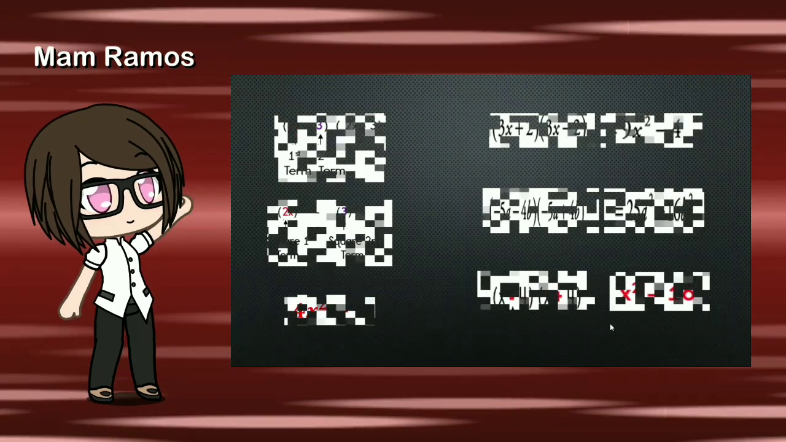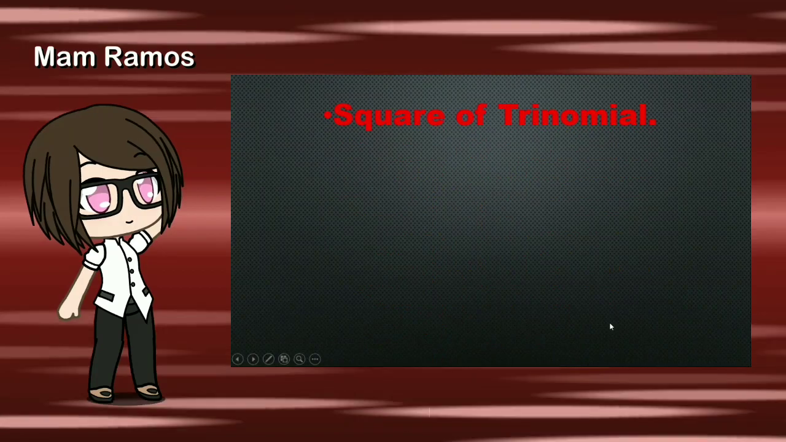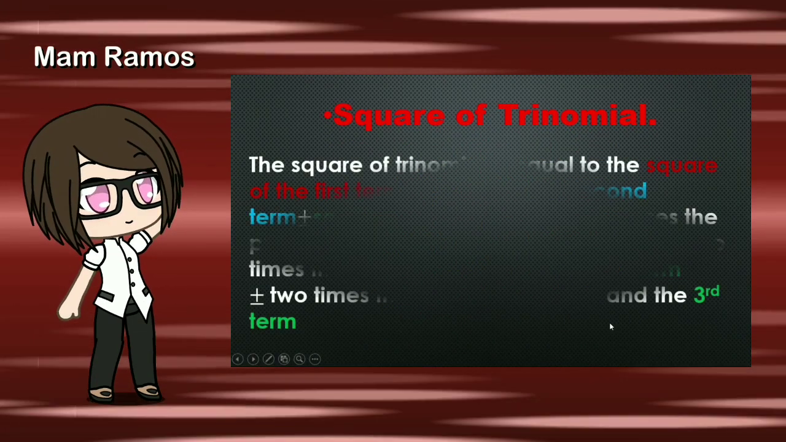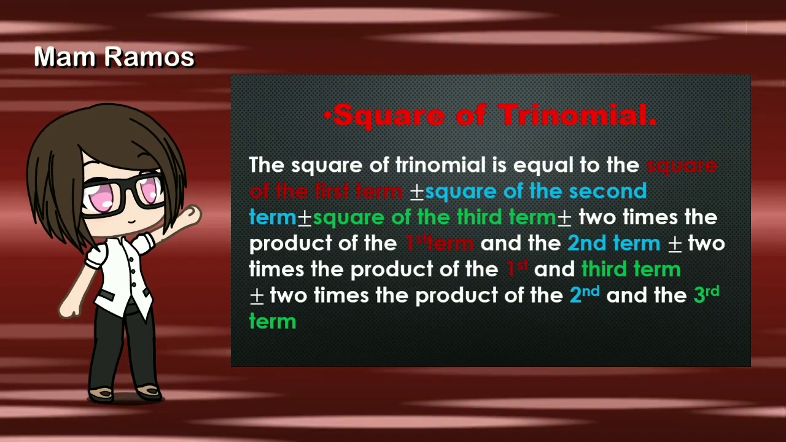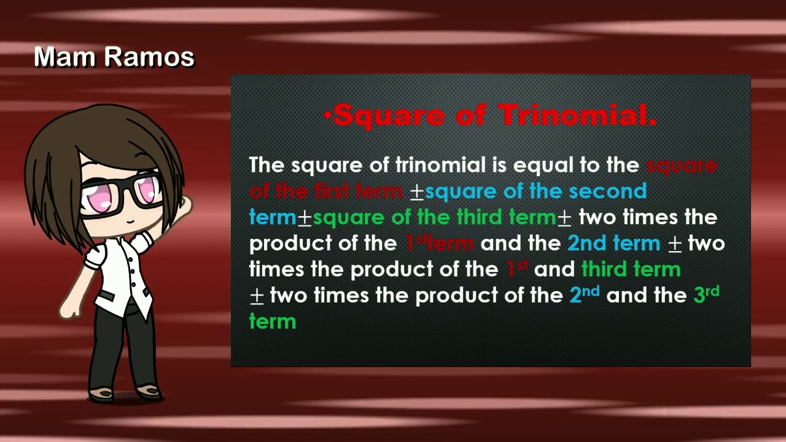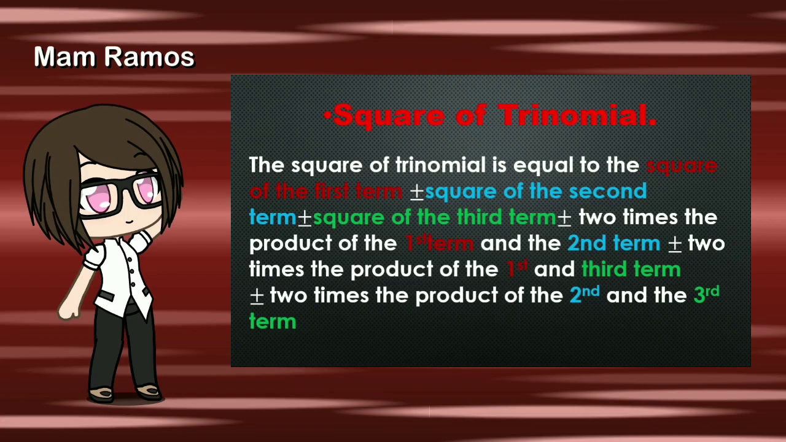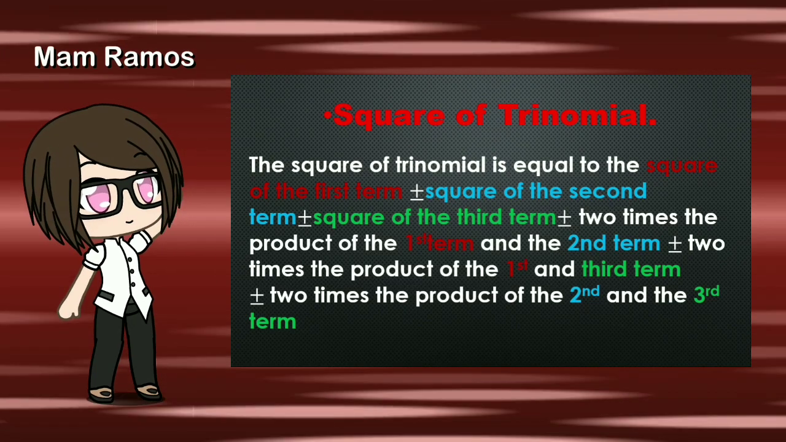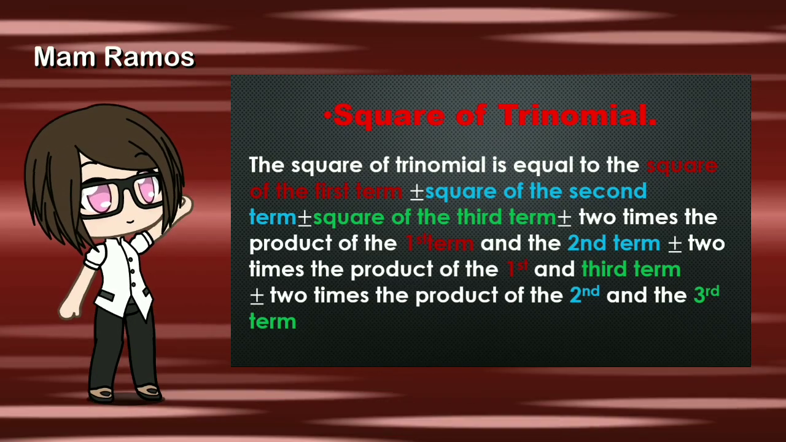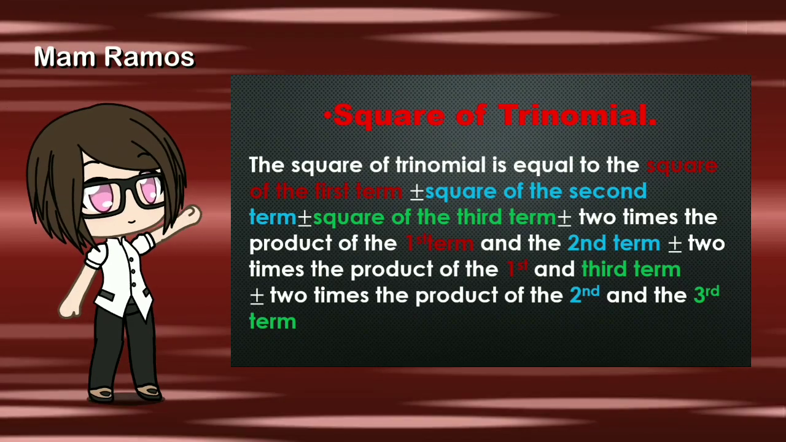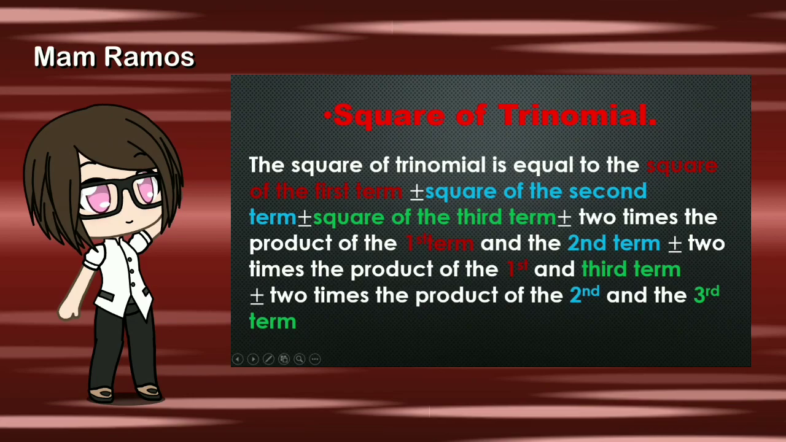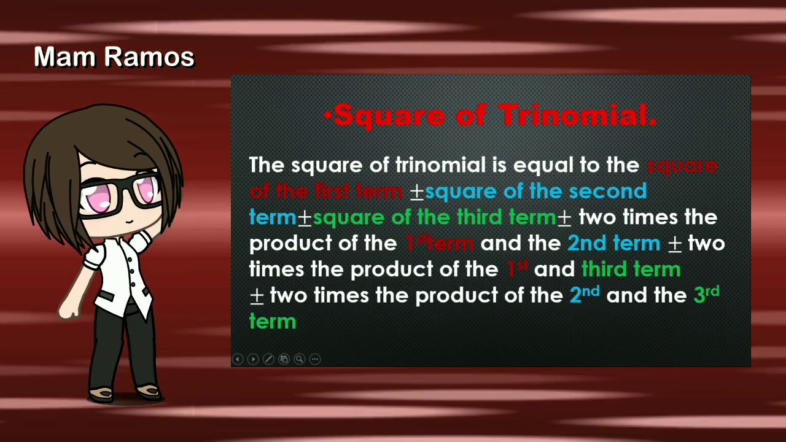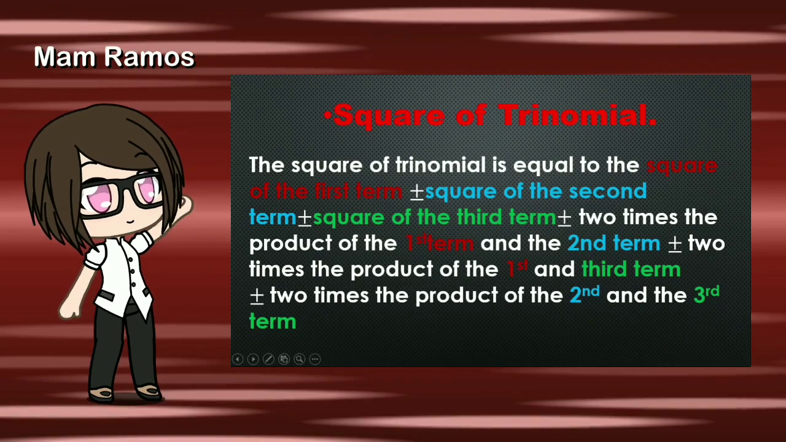Last is the square of a trinomial. The square of a trinomial is equal to the square of the first term plus or minus the square of the second term plus or minus the square of the third term, plus or minus 2 times the product of the first term and the second term, plus or minus 2 times the product of the first and the third term, plus or minus 2 times the product of the second and the third term.